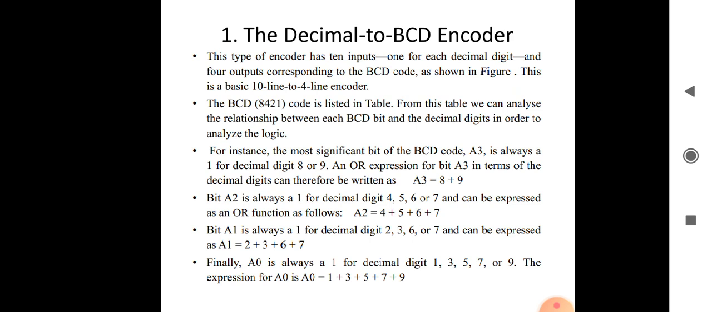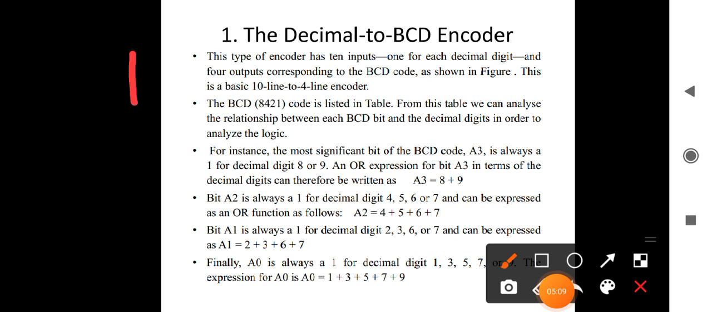So this type of encoder has 10 inputs, one for each decimal digit, and the 4 outputs corresponding to the BCD code. The decimal digits are 0 to 9. The highest digit is 9. How do we represent 9? 9 is represented as 1001. So like that we are having 4 outputs, that is, 10 inputs and 4 outputs.